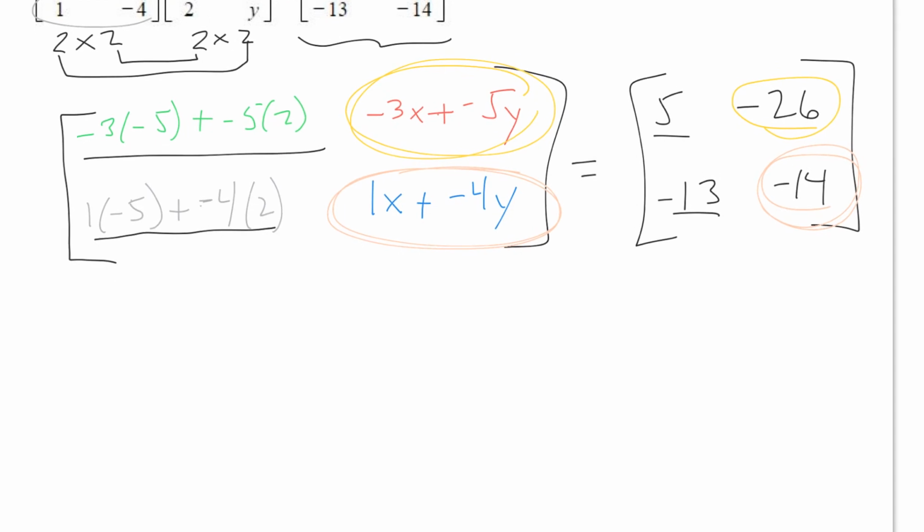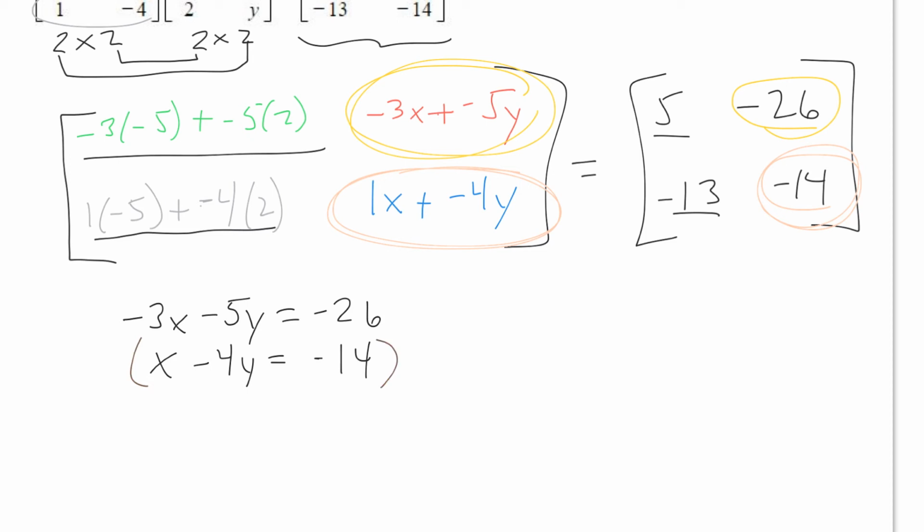I have -3x minus 5y equal to -26, and I have x minus 4y is equal to -14, and I just have to solve for x and y. I can use the elimination method in order to do that. So I'm going to go ahead and use elimination.